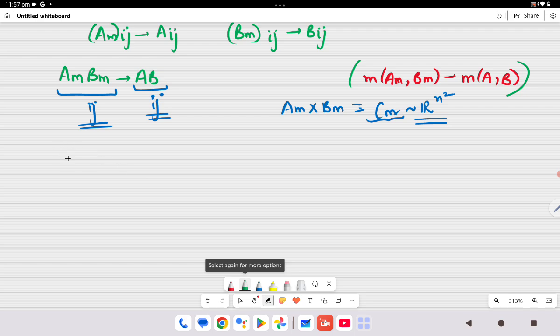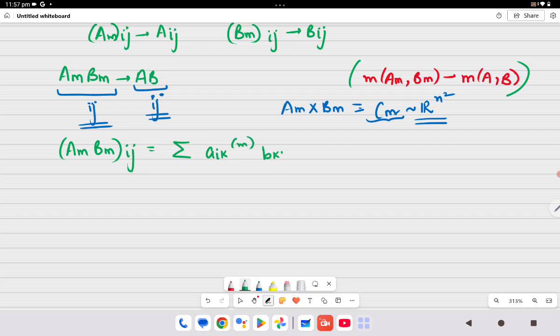ओके, सो AM BM का जो ijth कोऑर्डिनेट है, it can be expressed as the sum of a_ik^m b_kj^m, where k is running from 1 till n. Why? Because if I write, let's say this is a m matrix, okay, a11, a12 and so on, there will be the ith, है ना, ith row also.